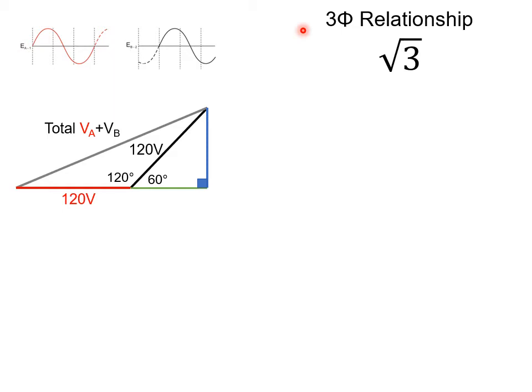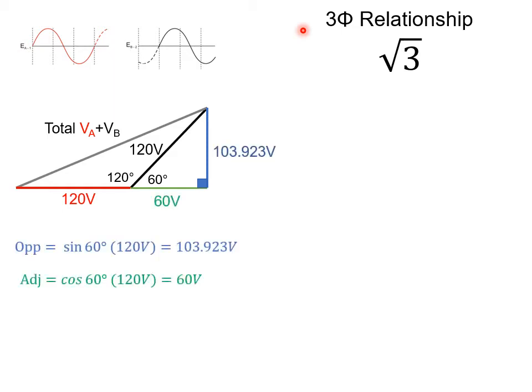Since the two voltages are 120 degrees separated, and if we carry on the green line so that it's in line with the red, that means the angle in there would be 60 degrees. We know that the black hypotenuse is 120 volt magnitude, and the angle in there is 60 degrees. We can now use trig to solve the x and y components for that 120 volt vector at 120 degrees, where the opposite side will work out to be 103.923 volts, and our adjacent side will work out to be 60 volts.